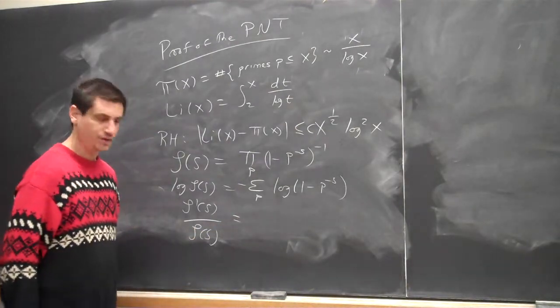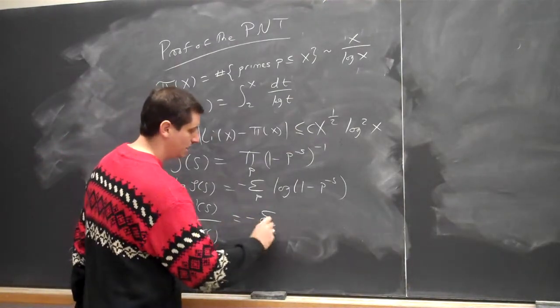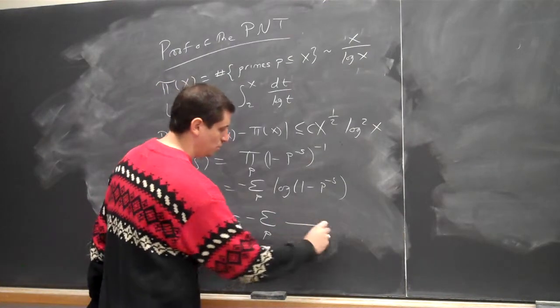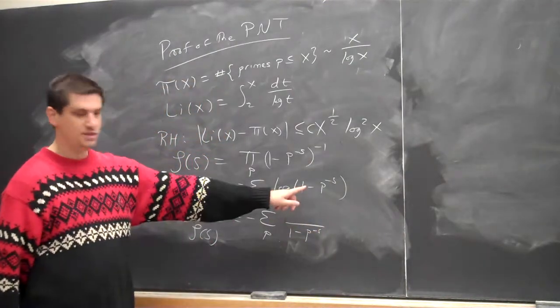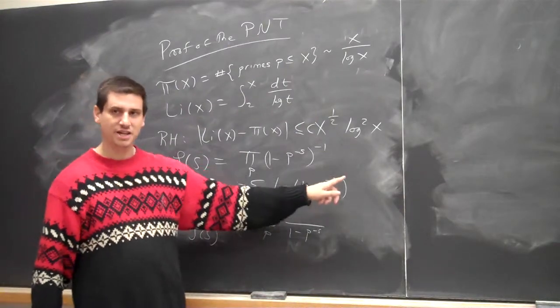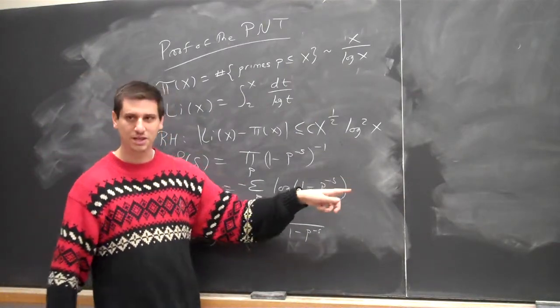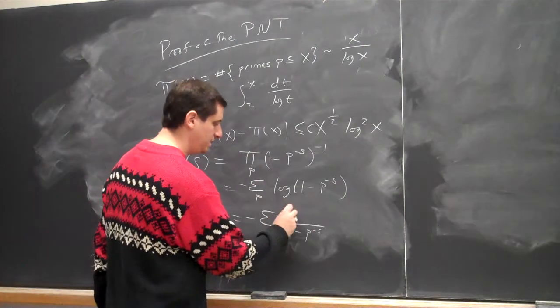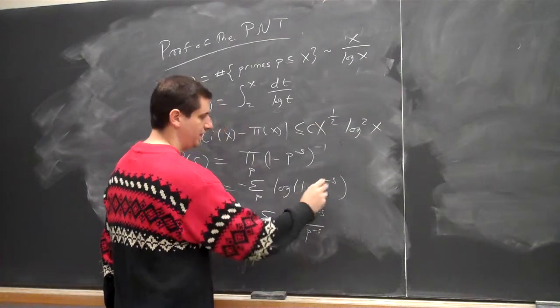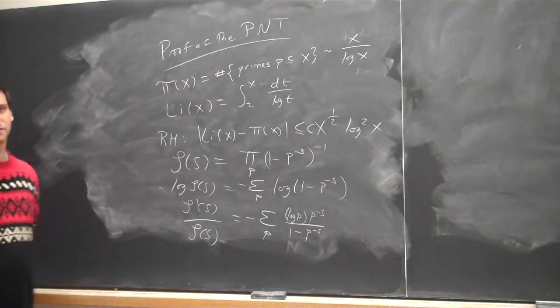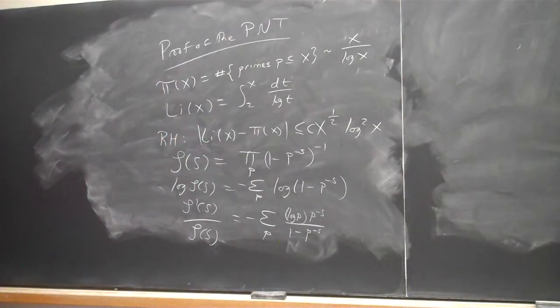All right, now we take the derivative, so we'll have negative sum over p, 1 minus p to the minus s. Now we've got to take the derivative of the top. p to the minus s is e to the minus s log p. So we get a log p coming down, p to the minus s, and then we have two negative signs. So this is the formula for zeta prime of s over zeta of s.